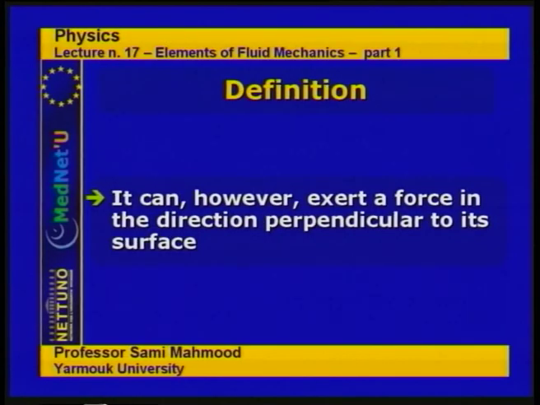However, although it does not sustain any tangential component of force, it flows if you pull on it tangentially. However, the fluid can exert a force that is in a direction perpendicular to its surface. So if we assume that we have a fluid and there is a surface in it, the fluid does exert a perpendicular force to that plane.